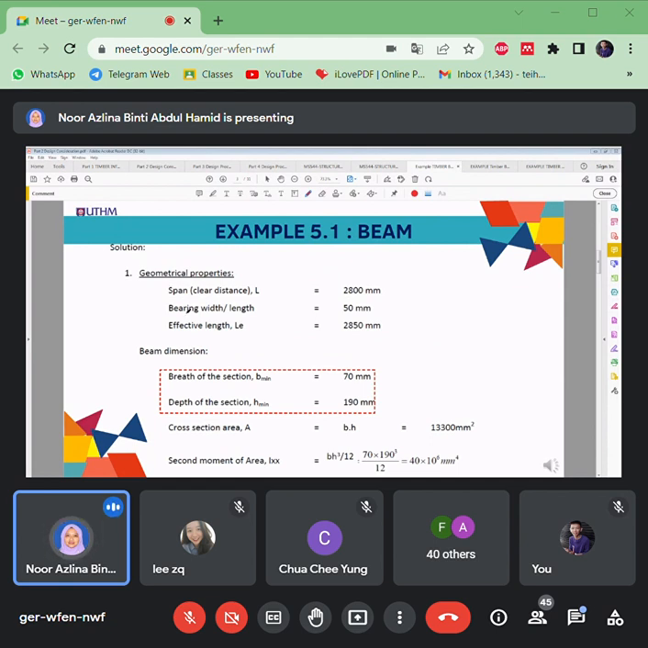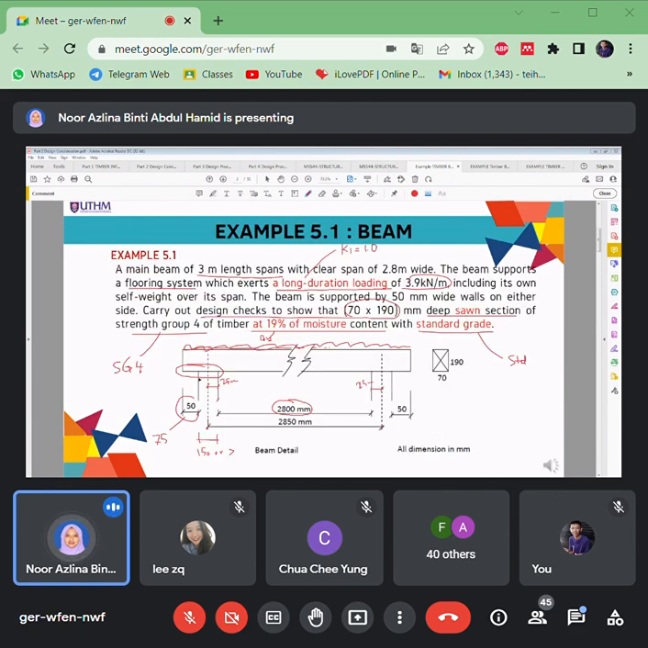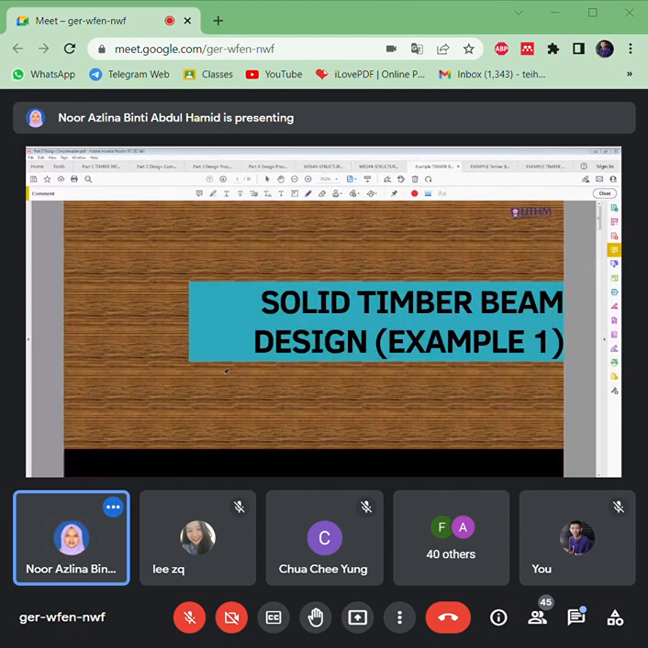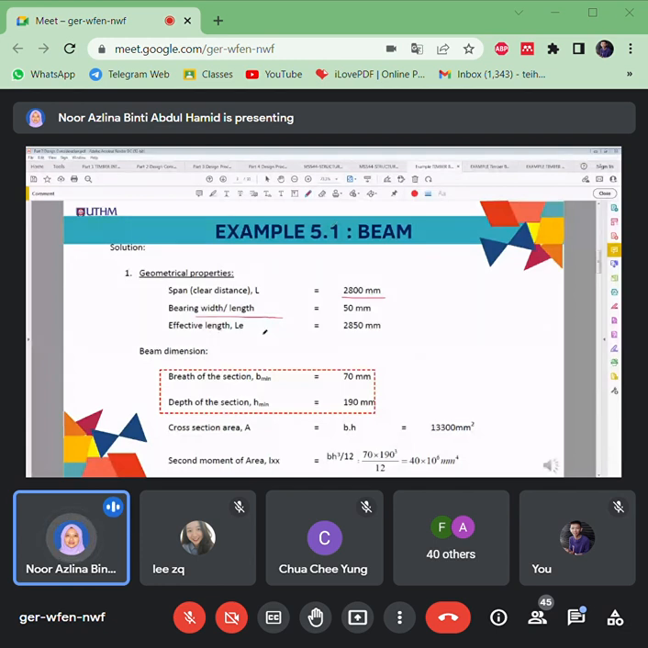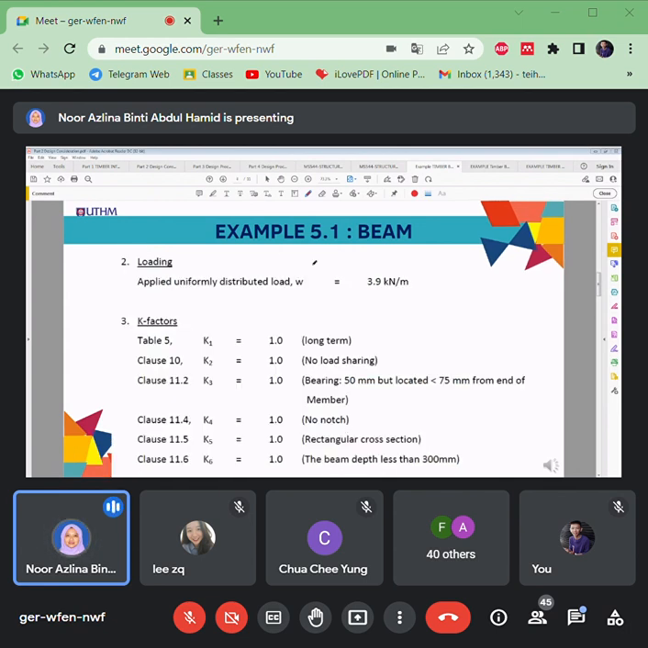So of course you have to extract all the data: the clear span, which is 2800, and the bearing length, which is 50 mm, fully supported by the columns. And then the effective length, which is from center to center of the columns. So this is all the beam dimension, from which you can calculate its area and also its IXX, by using these equations. It's a uniform load applied on it.